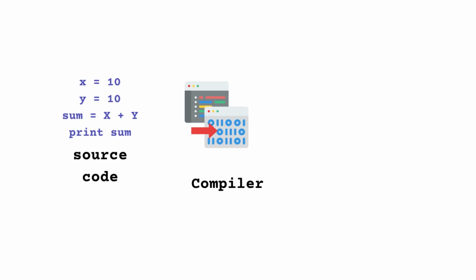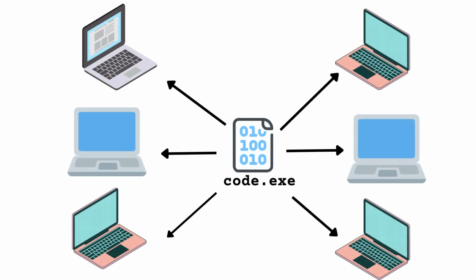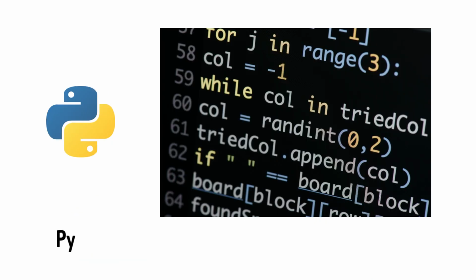A compiler takes the programmer's source code and translates the entire program into an executable or binary file all at once. Once translated, the .exe file can be repeatedly run on any computer without the need for the compiler or ever seeing or reading the source code again.